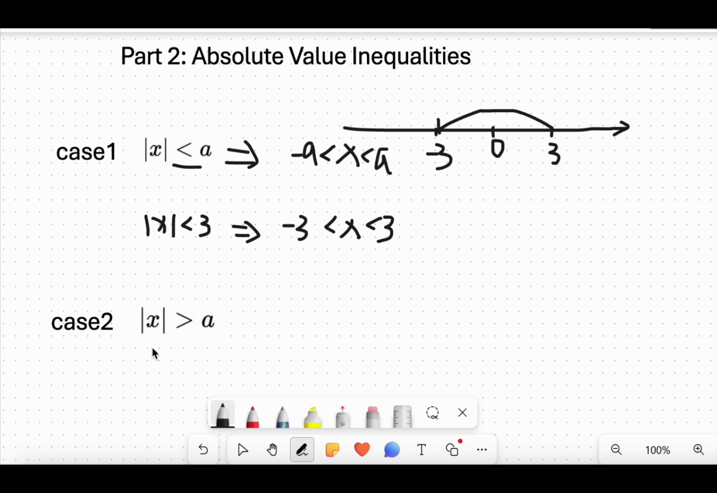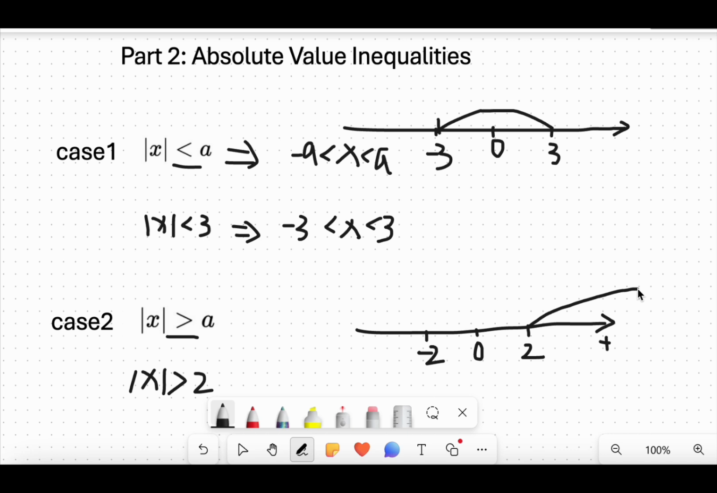Now we talk about case 2. If the absolute value of x is greater than a, we can also draw the picture. Here is 0. If the absolute value of x is greater than 2, then here is 2 and here is minus 2. The inequality means the distance between x and 0 is greater than 2, so it is outside a certain range. On the positive side, it must be bigger than 2, so here is this range.